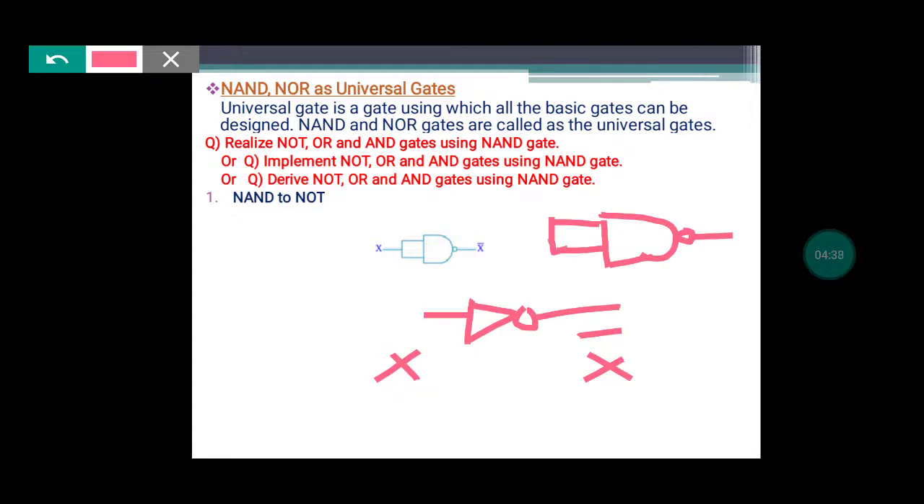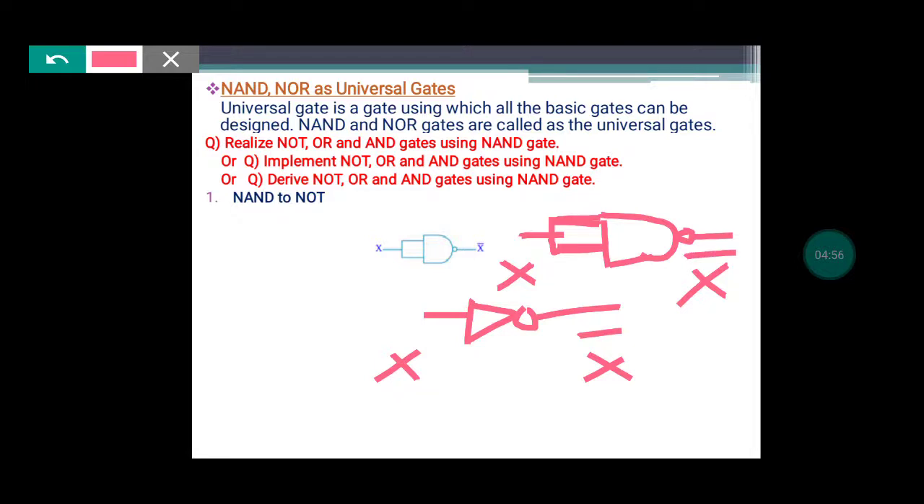I'll simply club these two inputs, and then I'll give input as X. X will be provided here and X will also be provided here as an input. Like this, I can give 2 inputs. So what output do I want? I want the output as X bar here.